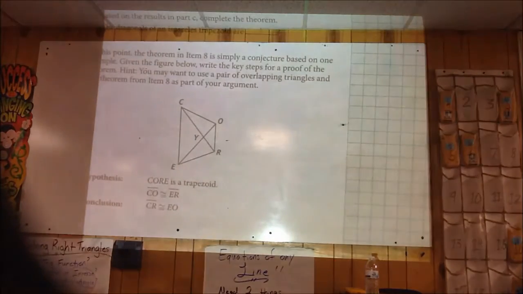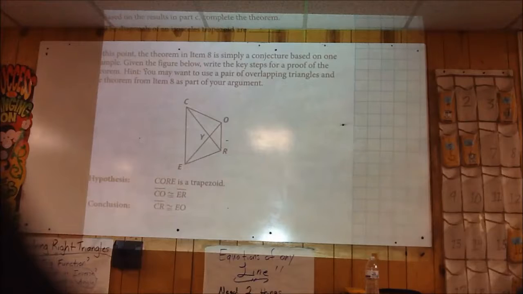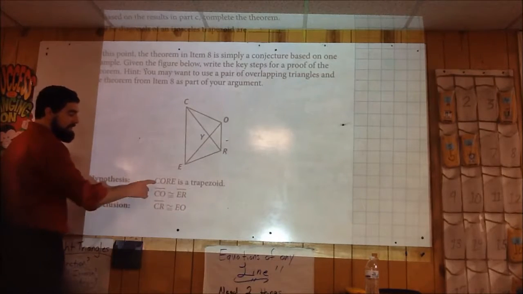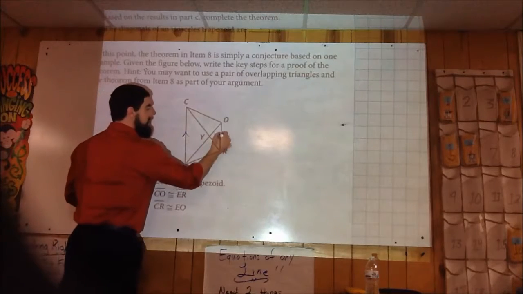I do want to talk about item 9 really quick at the bottom of 211. This is talking about why the diagonals of an isosceles trapezoid are congruent. And so we're telling you right here that this quadrilateral is a trapezoid. So from that, I know that these lines are parallel.